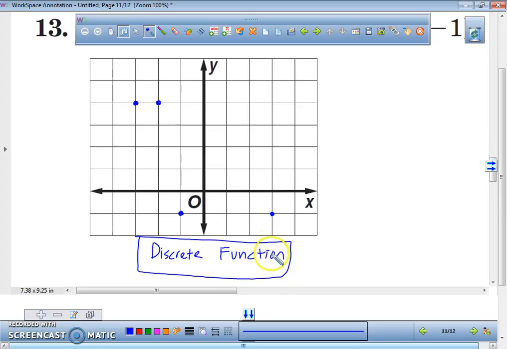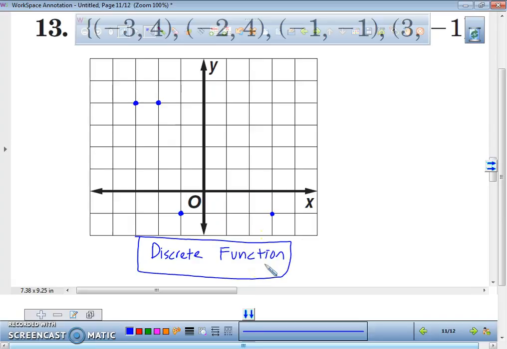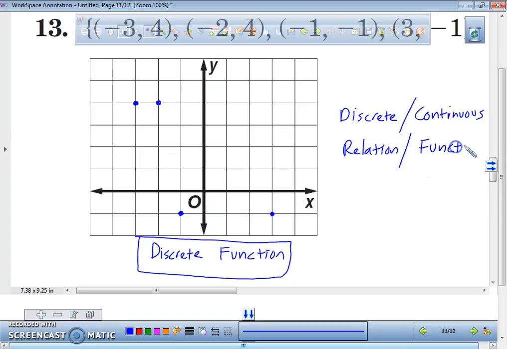Okay? Labeling it, not just whether it's discrete, not just labeling whether it's a function, but whether it is a discrete function. So here's something you can put on your paper. You're going to have the word discrete, or it's going to be continuous. You can kind of write this down. Whatever you plot will be known as a relation, or it will be known as a function. So it's a combination of one of these with one of these.